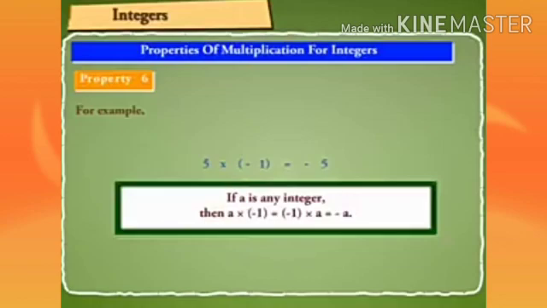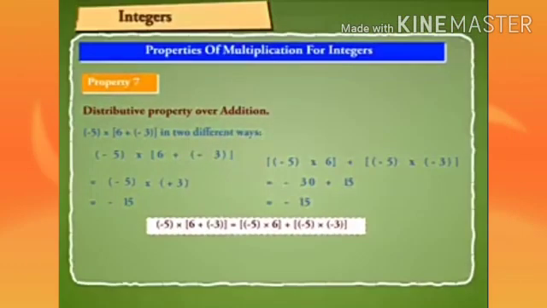Minus 5. For another example, 6 is an integer. If you multiply 6 by minus 1, we get the additive inverse of 6. What is the additive inverse of 6? Minus 6. Hence, if a is any integer, then a into minus 1 is equal to minus 1 into a, which is equal to minus a. We get the product as the additive inverse.